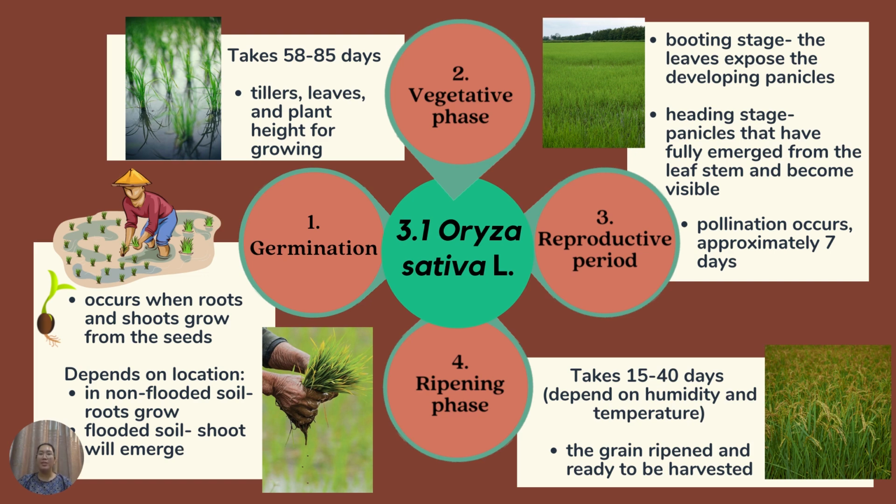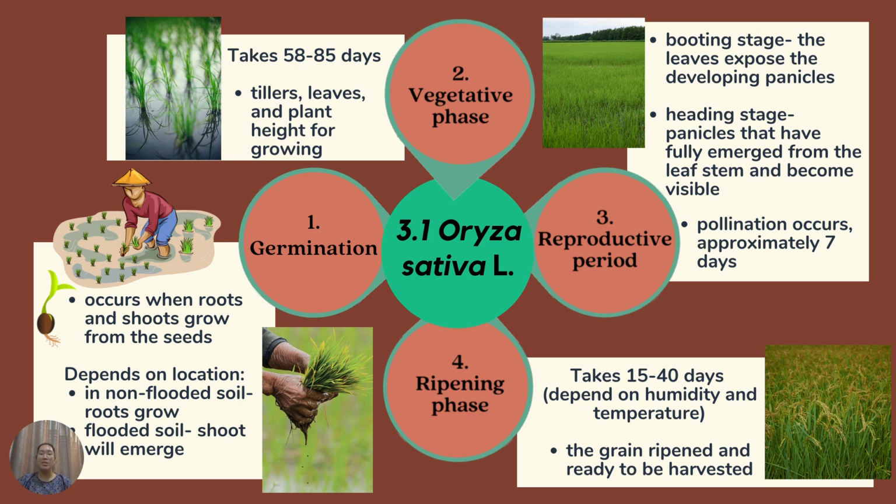Rice growth is divided into four stages, which are germination, vegetative phase, reproductive period, and ripening phase. Rice seed germination occurs when roots and shoots grow from the seed. It depends on the location, such as the root will begin to develop when the seed is planted in non-flooded soil, while the shoot will emerge when the seed is planted in flooded soil.